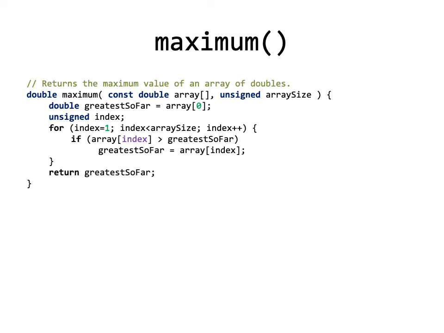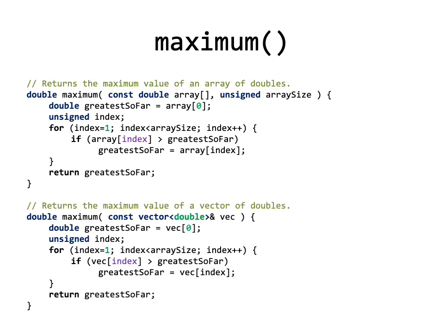So go ahead, pause here if you haven't done this for the vectors already, and I'll show you how to do that in 3, 2, 1. All right, hopefully you got it. Hopefully it's working for you. And yeah, that's the maximum function.